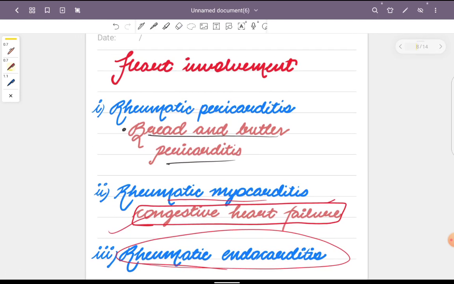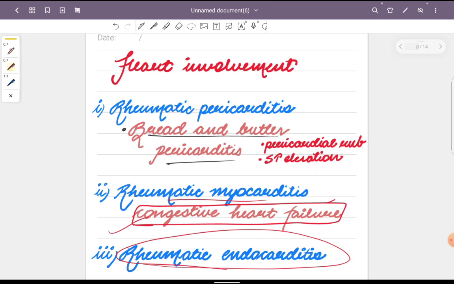Let's talk about the heart involvement in acute rheumatic fever, which is also known as rheumatic heart disease. The first one is rheumatic pericarditis. If we talk about the pathology of rheumatic pericarditis, we will see the bread and butter pericarditis because of the fibrinous exudate in between the pericardial layers. So the patient will experience chest pain and will get relief on leaning forward. On examination, you will find a pericardial rub, a scratchy sound produced due to the pericardial layers rubbing against each other, and on ECG you will see ST elevation, which will be concave upwards, remember it.